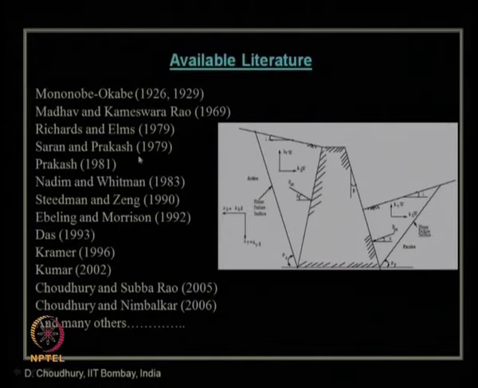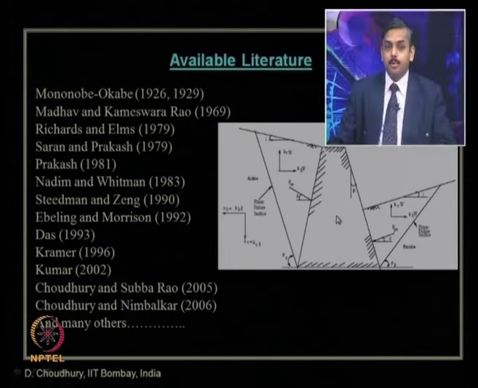So, what is the available literature? In the literature for seismic earth pressure estimation using the pseudostatic approach and the recent pseudodynamic approach, there are many researchers who have proposed work, starting from Mononobe and Okabe, as I said 1926 and 29, then Madhav and Kameshwar Rao 1969, Richard and Elms 1979, Saran and Prakash 1979, Prakash 1981, Nadim and Wittmann in 1983, Steedman and Zeng in 1990, Ebeling and Morrison 1992, Das 1993, Kramer 1996, Kumar 2002, Chaudhary and Subbarao 2005, Chaudhary and Nimbalkar 2005, and many other researchers.